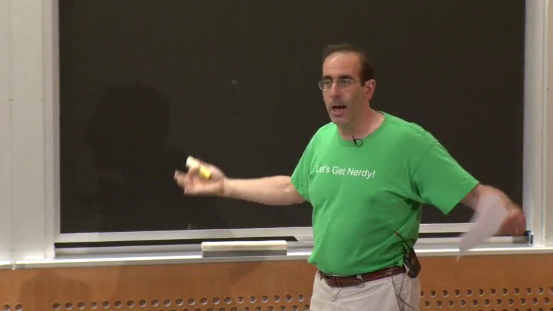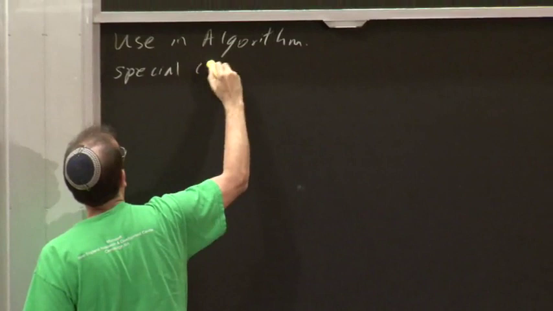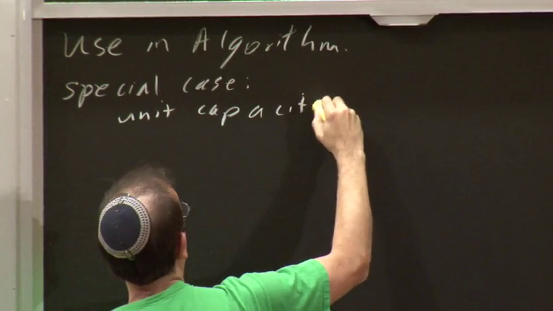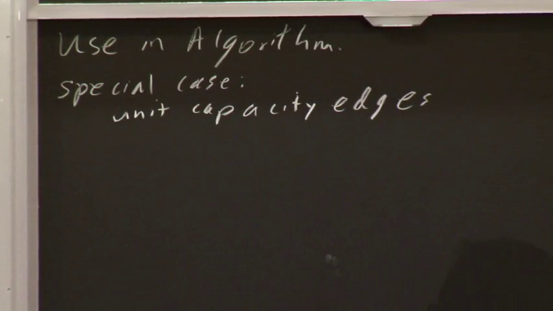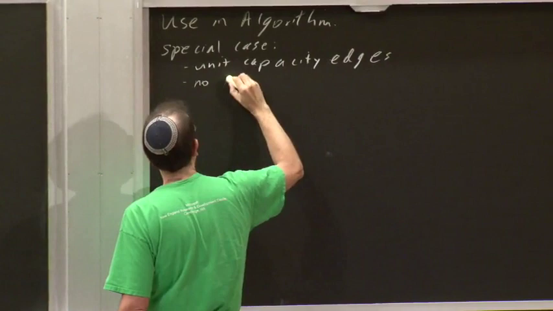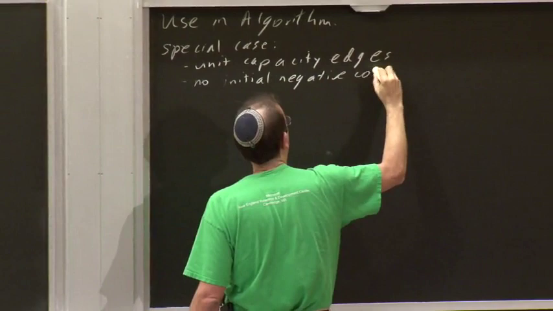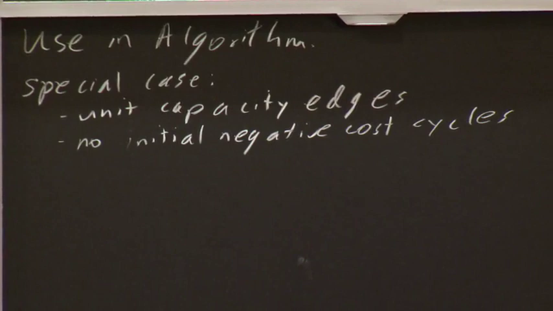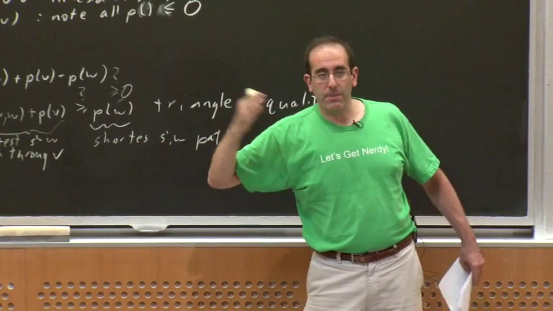So the special case I'm going to start with is the case of unit capacity edges. Just like we did with flows, we don't want to worry about large capacity, strongly polynomial algorithms and such. I'm also going to assume no initial negative cost cycles. So what I'm going to be working on is the min cost flow problem where all I have to do is deliver the flow. I'm not also responsible for finding negative cost cycles and canceling them. I just need to ship as much stuff as possible from S to T.